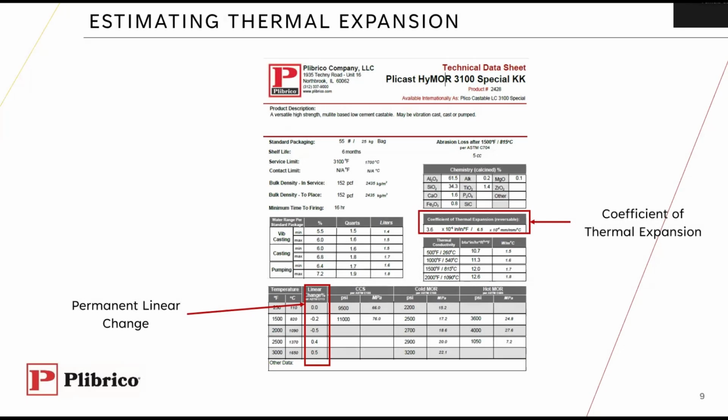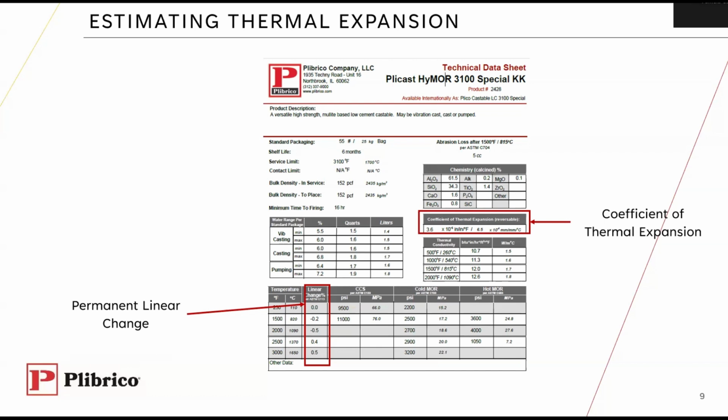And so if you look at our data sheets, you've got two different sections here. Down there at the bottom, you see permanent linear change, and you see the permanent linear change based on different temperature ratings, temperature thresholds. So, the permanent linear change at 1500 degrees is not the same as it is at 25. And so as you heat this up, you've got to take into account that permanent linear change.